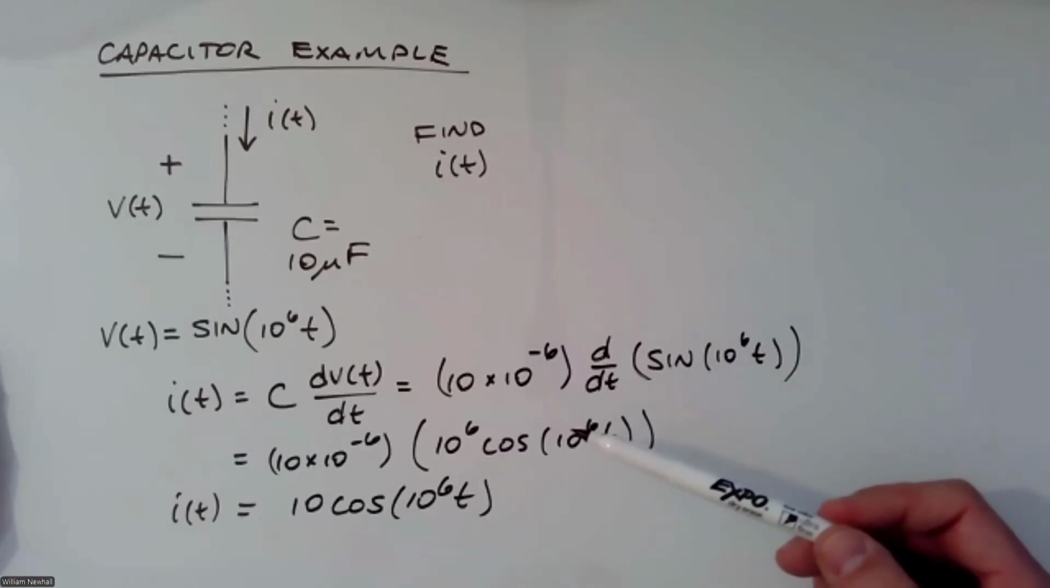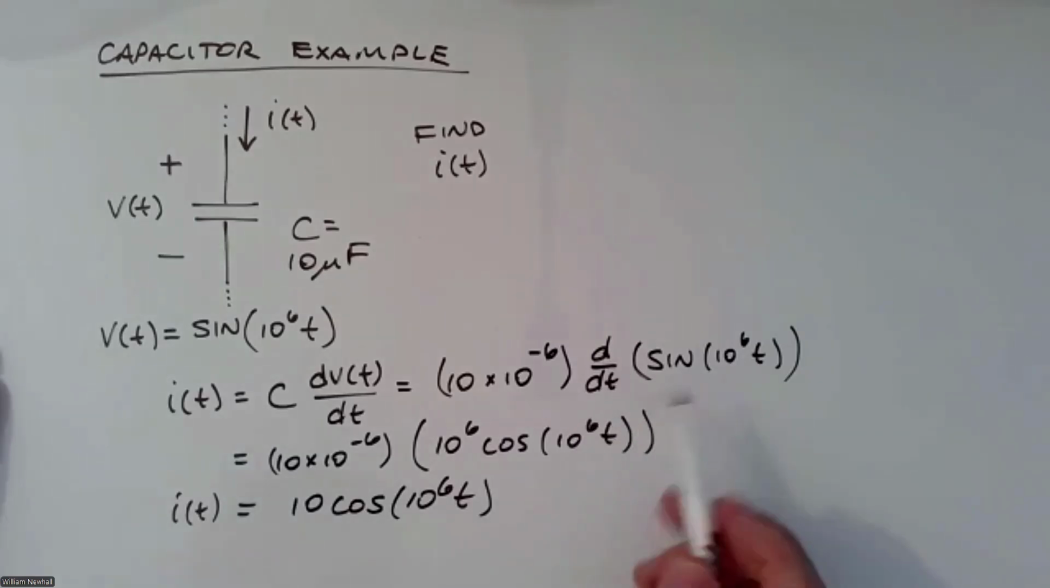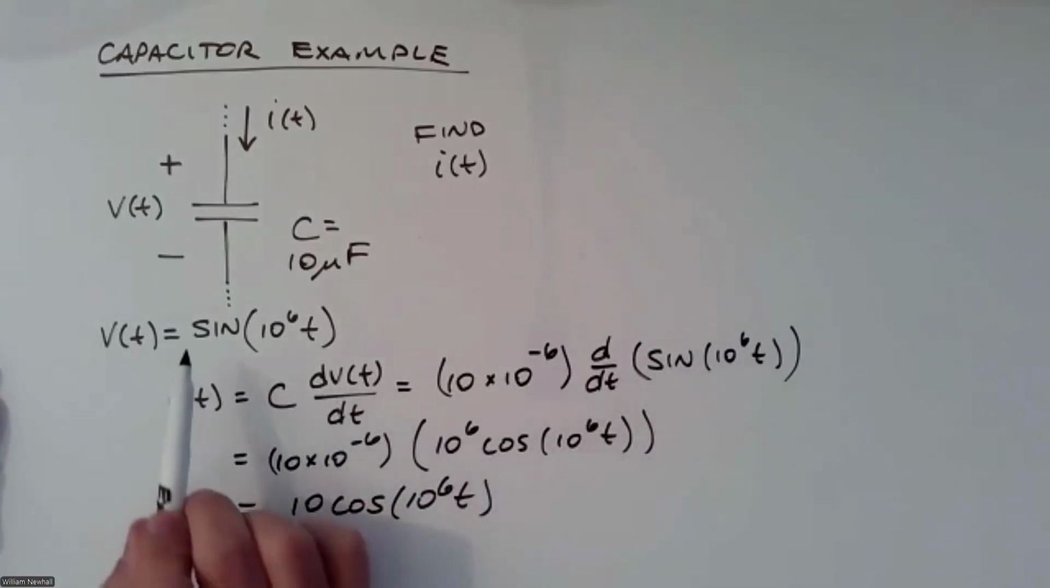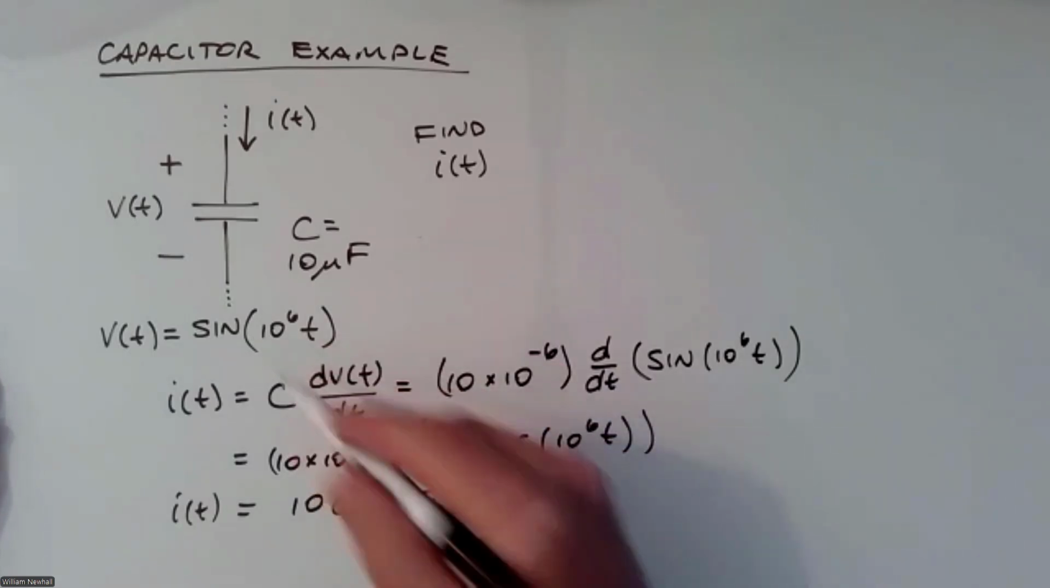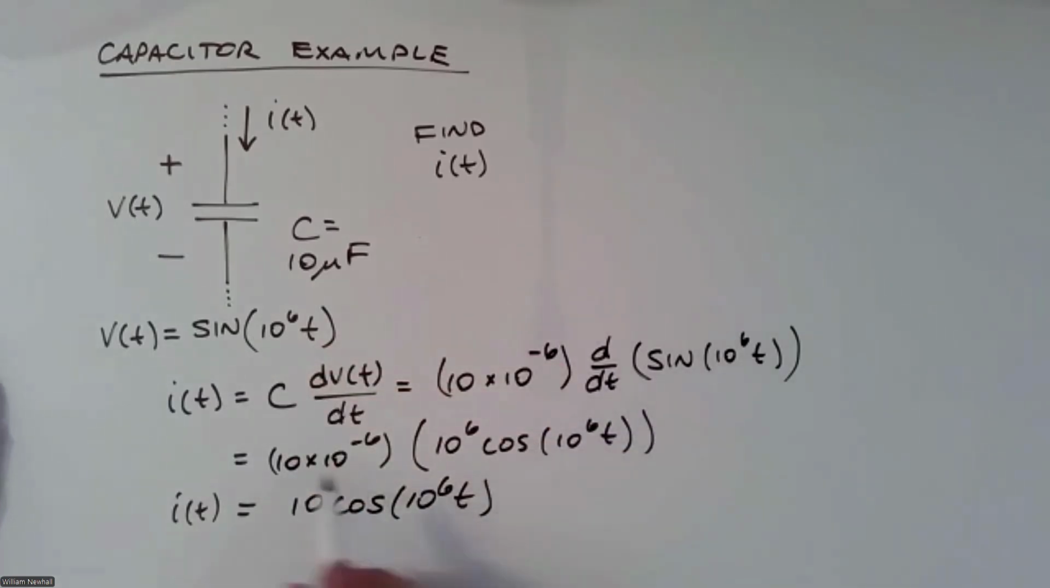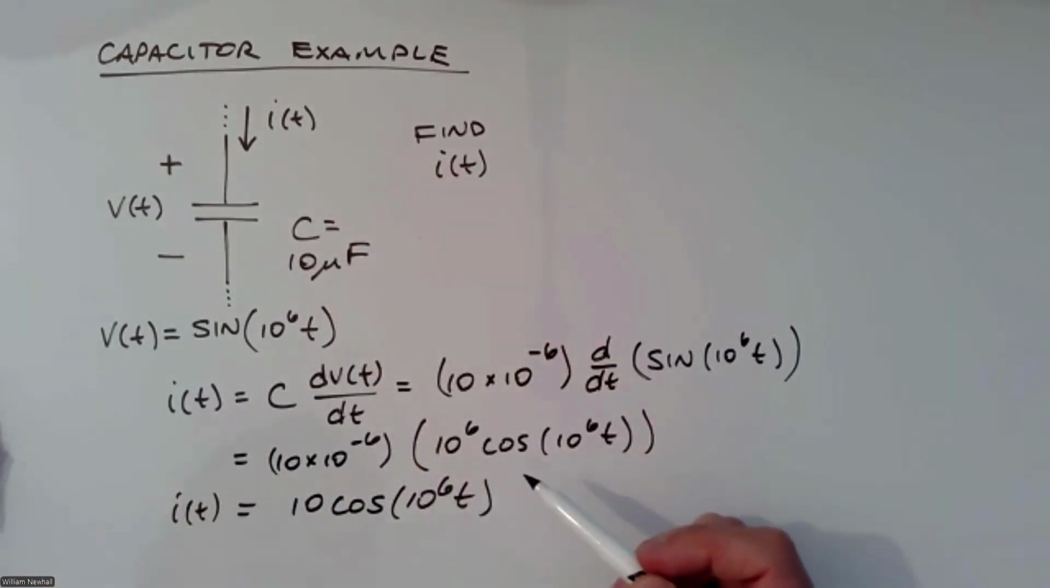But it shows a couple interesting things here. Notice that I've taken a sine function and I've converted it to a cosine function. So the voltage is a sine, the current is a cosine. And if you plot a sine versus a cosine, you'll notice that they're shifted in time, right? They're 90 degrees shifted in time. So you can implement a phase shift with a capacitor.